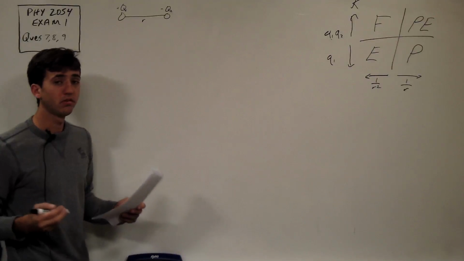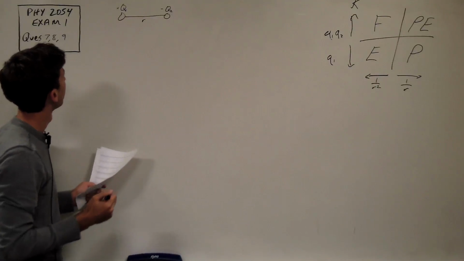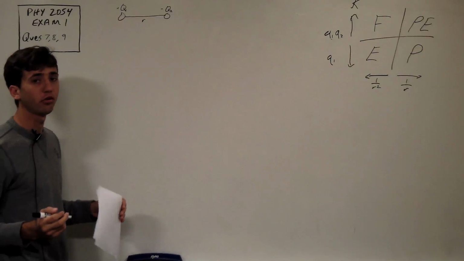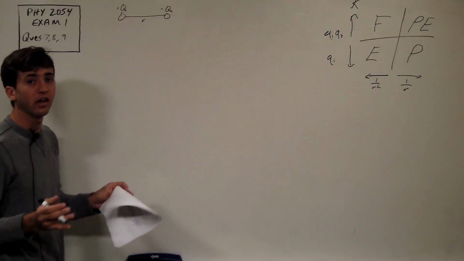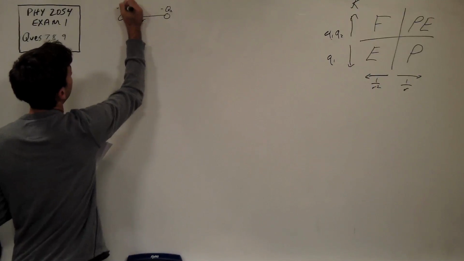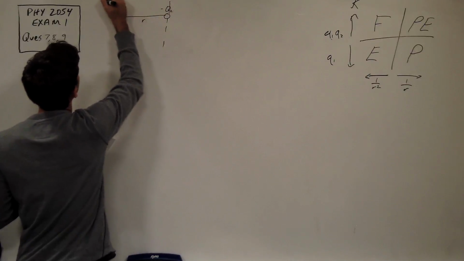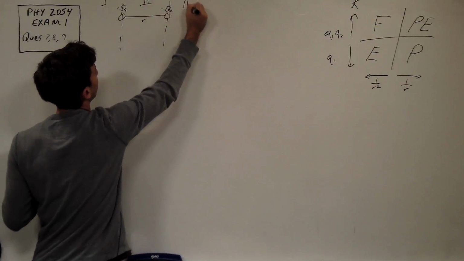Now this problem should be solved in two steps. The first step is you figure out where the electric field should be 0 in general terms. Then you figure out exactly where it will be. So you start out by dividing this area into 3 regions: 1, 2, and 3.